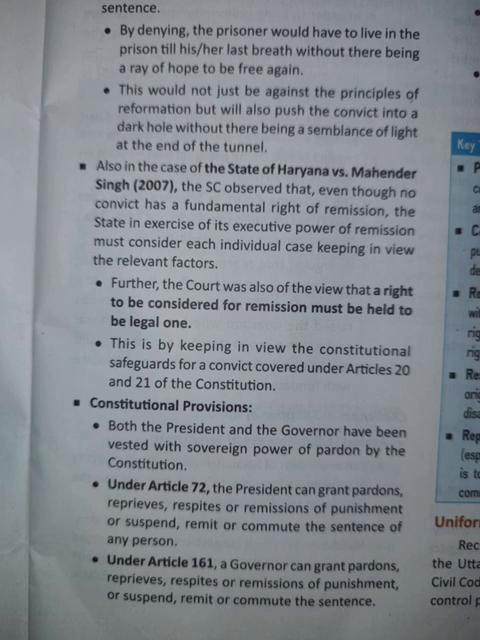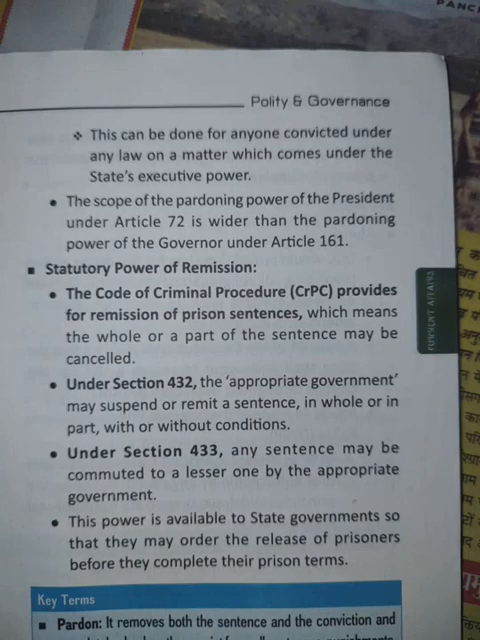Constitutional provisions. Both the President and the Governor have been vested with sovereign power of pardon by the Constitution. Under Article 72, the President can grant pardons, reprieves, respites, or remissions of punishment, or suspend, remit, or commute the sentence of any person. Under Article 161, a Governor can grant pardons, reprieves, respites, or remission of punishment, or suspend, remit, or commute the sentence. This can be done for anyone convicted under any law on a matter which comes under the state's executive power. The scope of the pardoning power of the President under Article 72 is wider than the pardoning power of the Governor under Article 161.